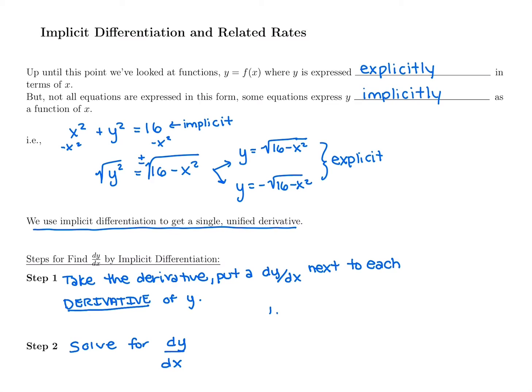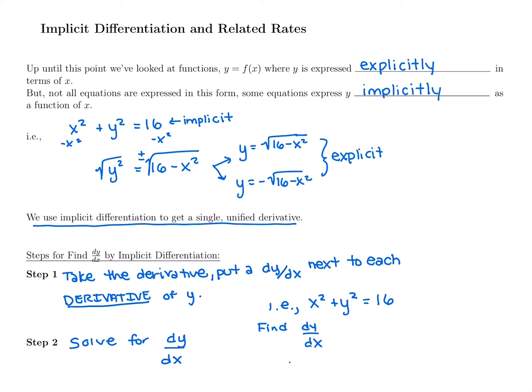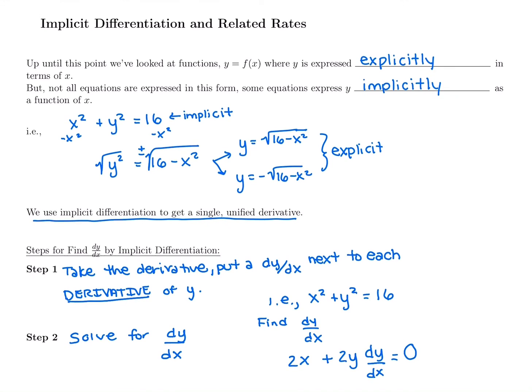So for instance, from our example above, x squared plus y squared equals 16. If we wanted to find the derivative of that, find dy dx, we would take the derivative of both sides. Starting with the derivative of x squared, we would say the derivative of x squared is 2x. That wasn't a derivative of y, so we don't need to put a dy dx on it. But then the derivative of y squared is 2y, and we'll put a dy dx on that. We took the derivative of y with respect to x. The derivative of 16 equals 0.